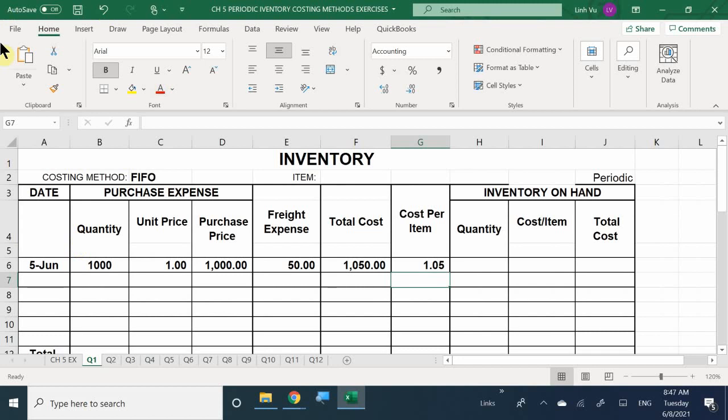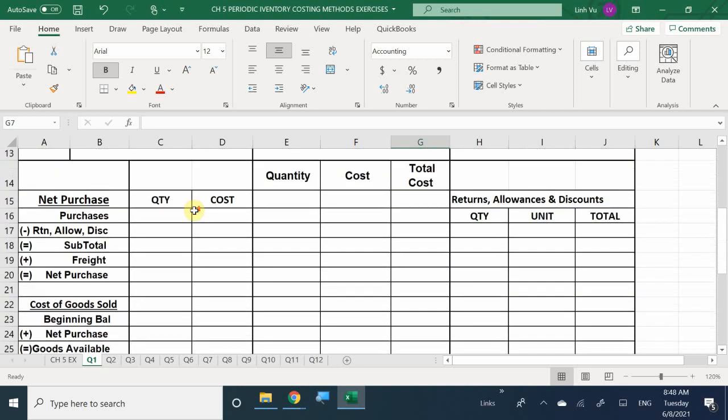I'm sorry, can you repeat that? You said where, what, ma'am? I didn't hear you. Okay, on my inventory worksheet, where can I actually place my returns and allowances? Isn't there a section a little bit lower that says return allowances and discounts?